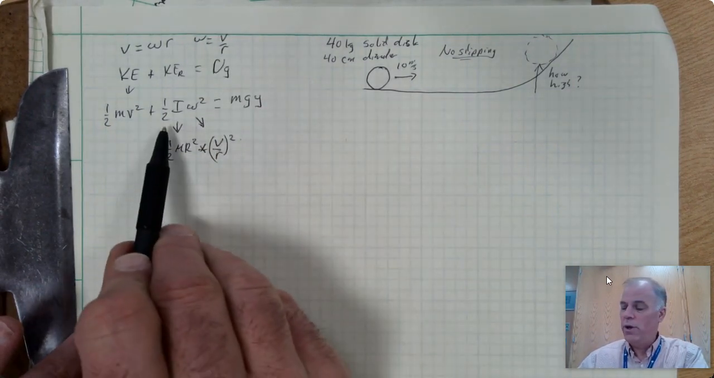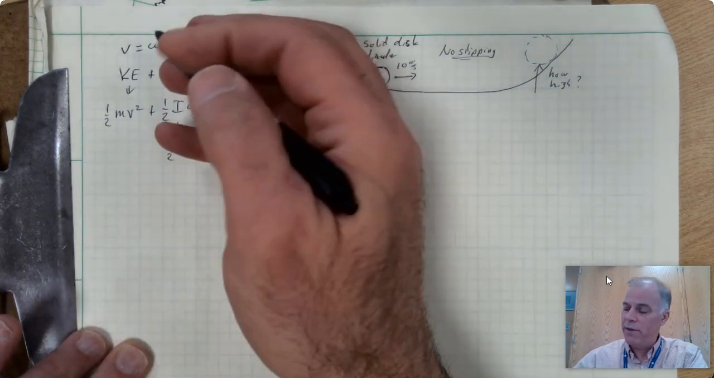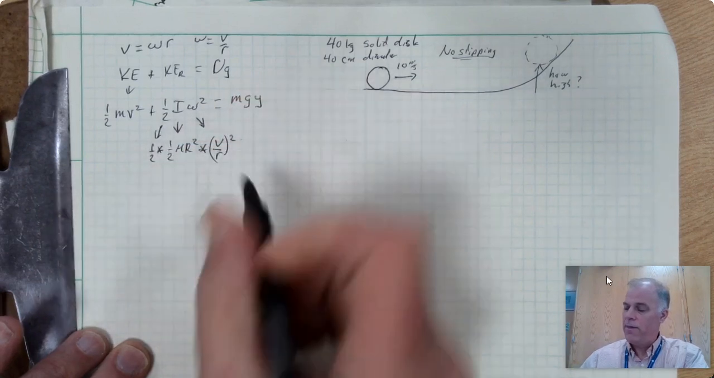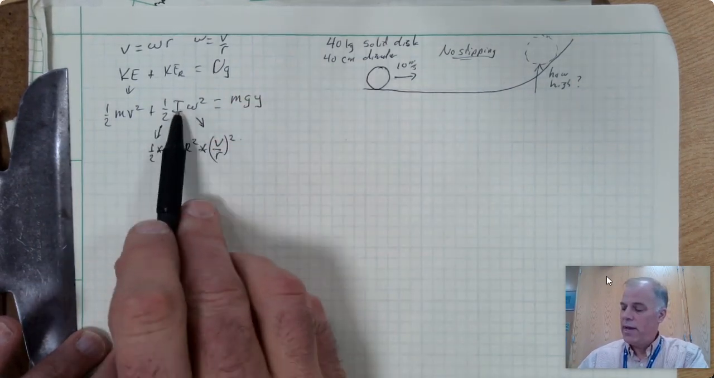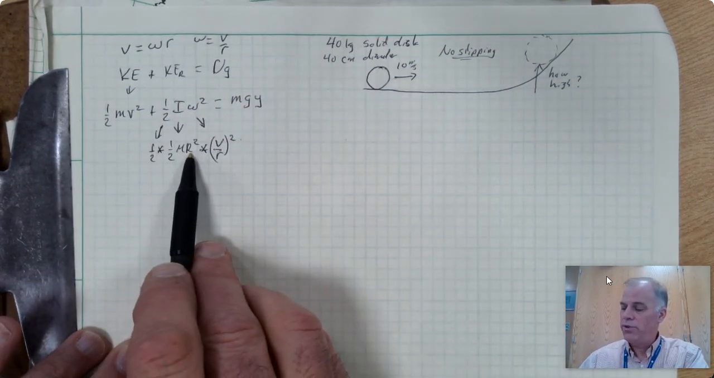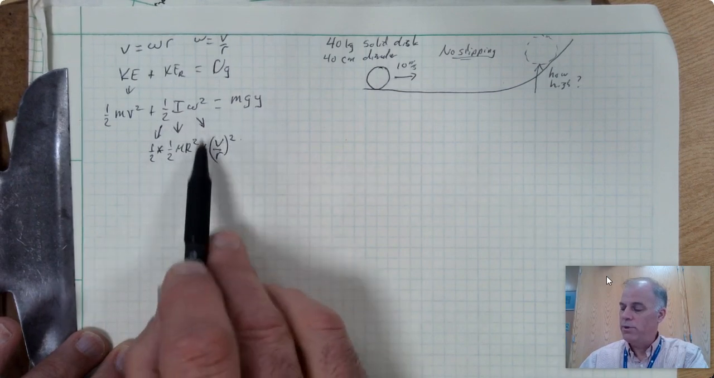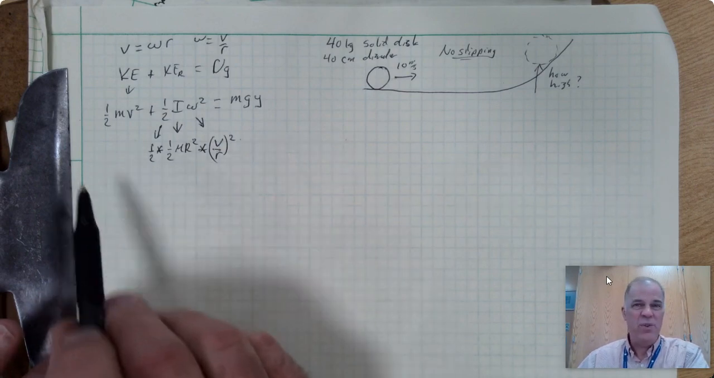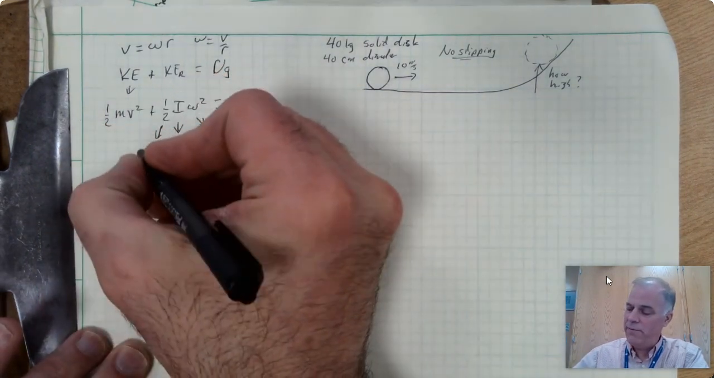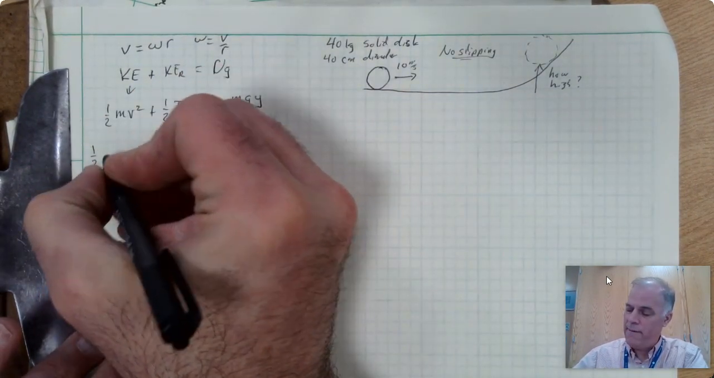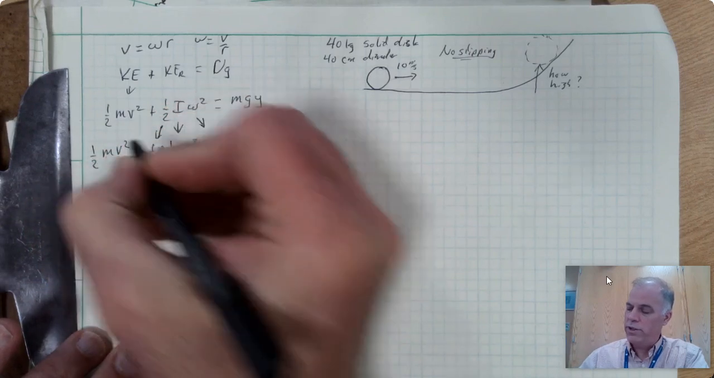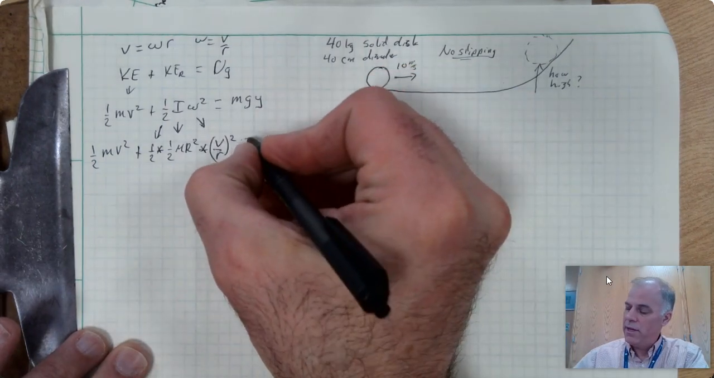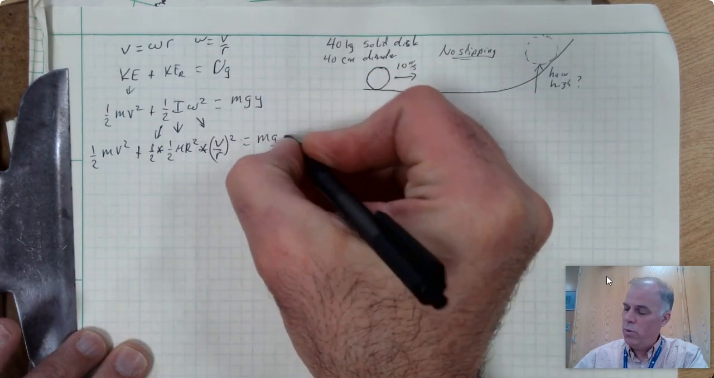We have to be very careful here that we don't forget about this initial 1/2, so we're going to bring that down too. So we get 1/2, that's the 1/2, times I, which is 1/2 mr squared, times omega squared, which is v over r quantity squared. We don't have to do anything so fancy to the 1/2 mv squared. So I'm going to put this over here, 1/2 mv squared, just so we have it all in one line, and that is going to equal mgy.